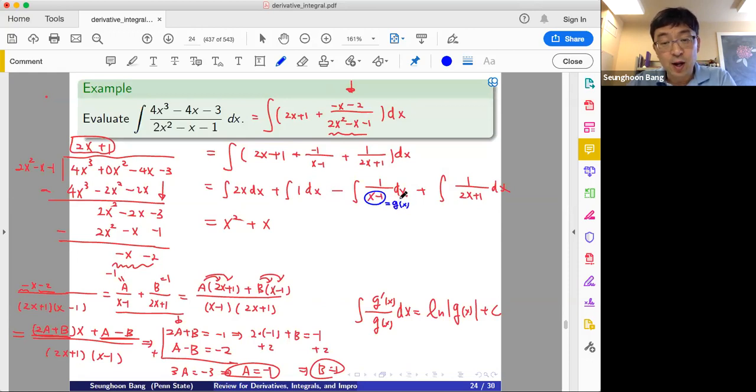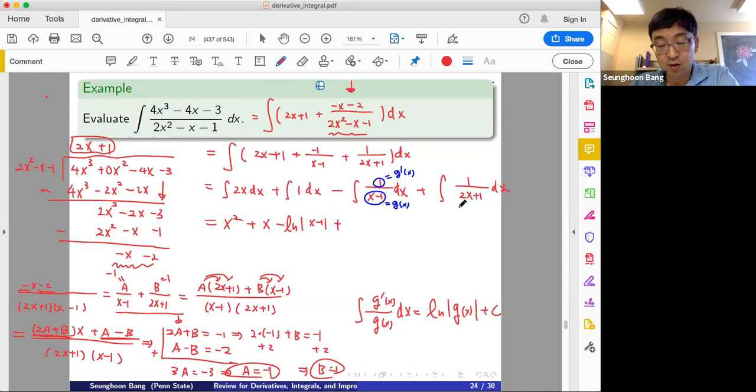What is g prime? What is x minus 1 prime? Could you write your answer on the chatting board? The g of x is x minus 1. What's x minus 1 prime? Yeah, this is 1. So this one is exactly g prime of x. So we keep this one: the minus ln of the absolute value of x minus 1.